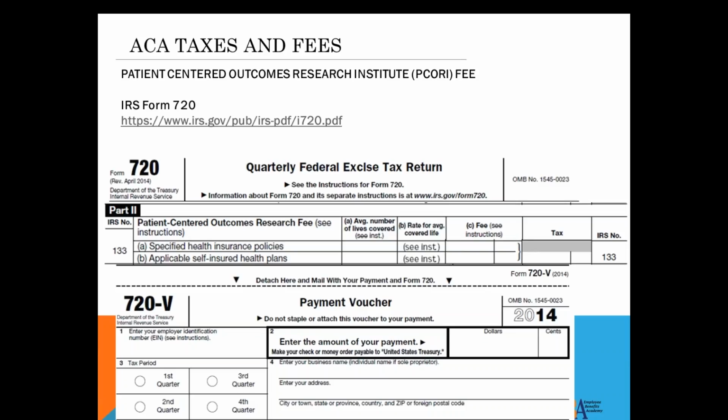Here is an example, this is just a partial screenshot of the Form 720. What we're looking at really is Part 2 of the form, where the PCORI fees are noted. There also is a separate payment voucher, which you see right here at the bottom, the 720-V, to submit the payment to the IRS. The link I've included in the slides today actually provides you the directions for completing your Form 720 as well through the IRS.